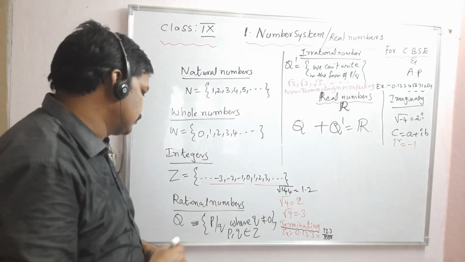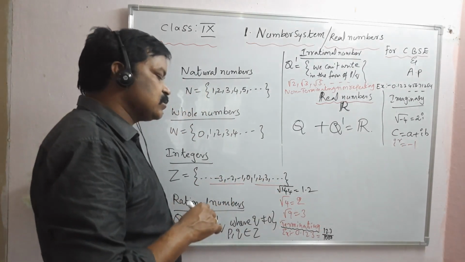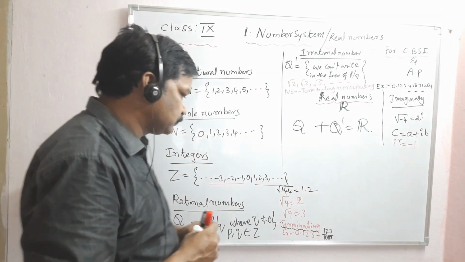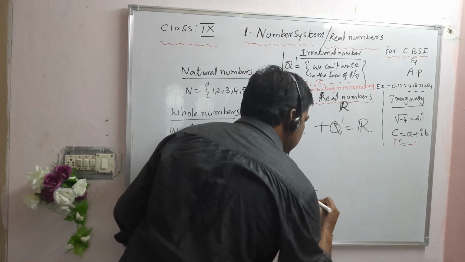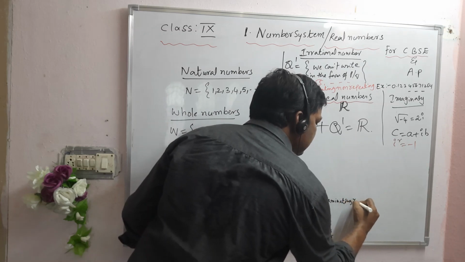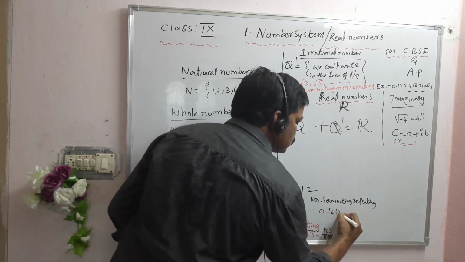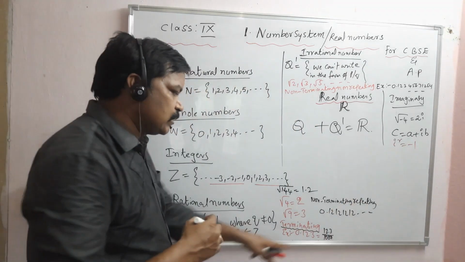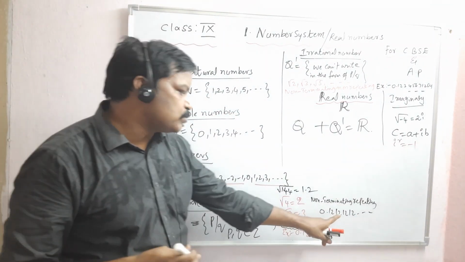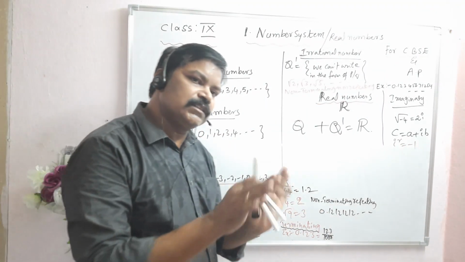Children, I forgot to tell you here, in rational numbers, non-terminating repeating decimals are also called rational numbers. That means, here I will write non-terminating, repeating or recurring. For example, 0.12121212 and so on. Non-terminating and repeating. What is repeating here? 1 2 is repeating. So such decimals are also called rational numbers. Clear, children? This is a very important topic for 10th class also.